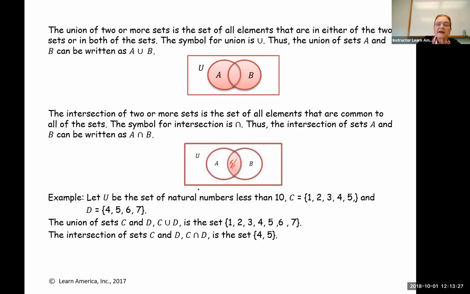Okay, we let U be the set of natural numbers that are less than 10. Let set C be 1, 2, 3, 4, 5, and set D consist of 4, 5, 6, 7. Now the union will be everything in both. So that's 1, 2, 3, 4, 5, 6, 7. The intersection will be only those elements that are in both sets. Now look carefully, you can see 4 and 5 are in set C, 4 and 5 are in set D. Those are the only elements they have in common. Therefore, C intersect D is a set that consists of only the elements 4 and 5.